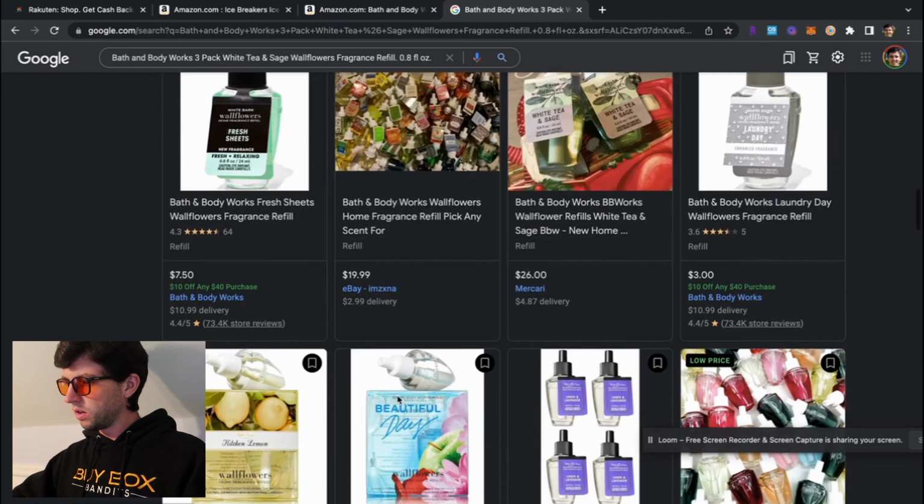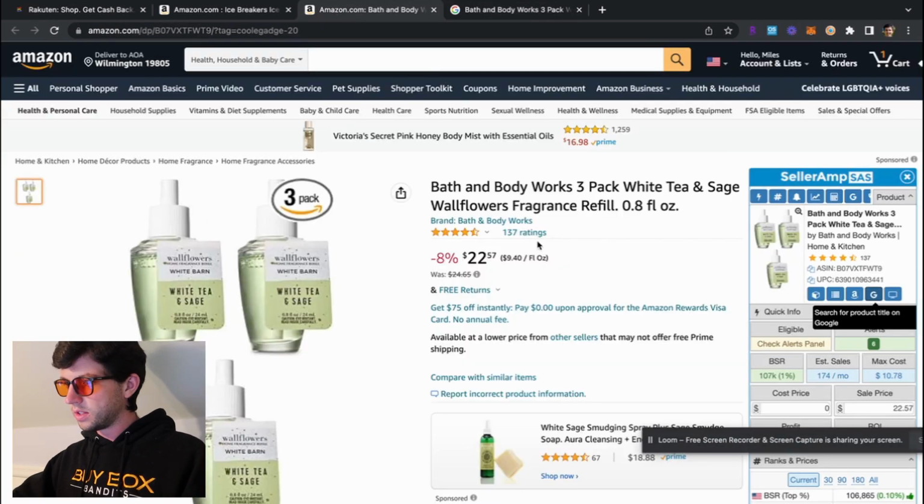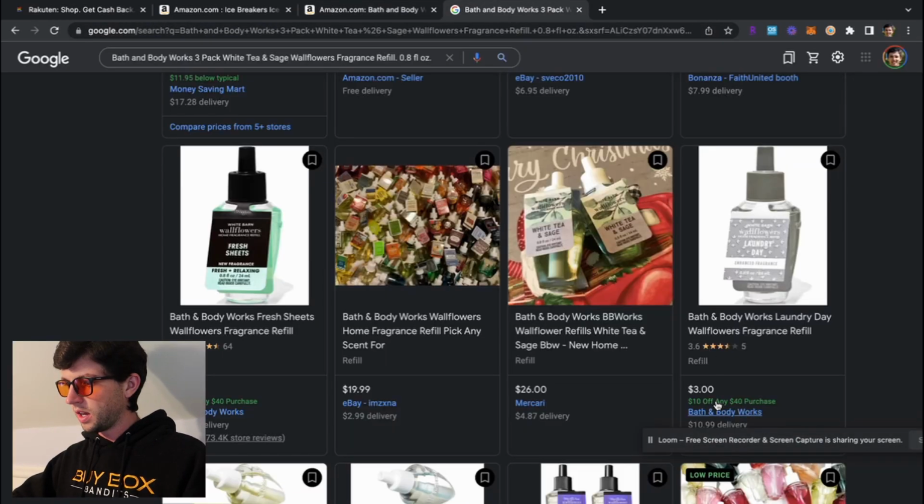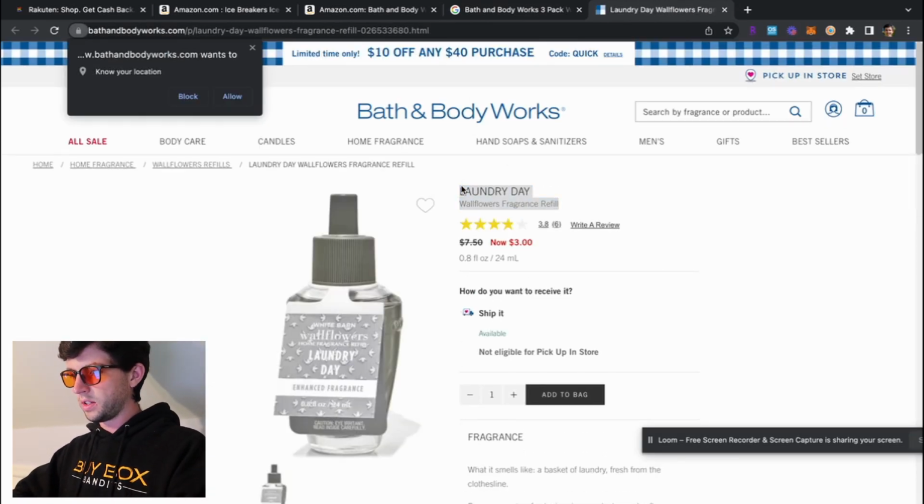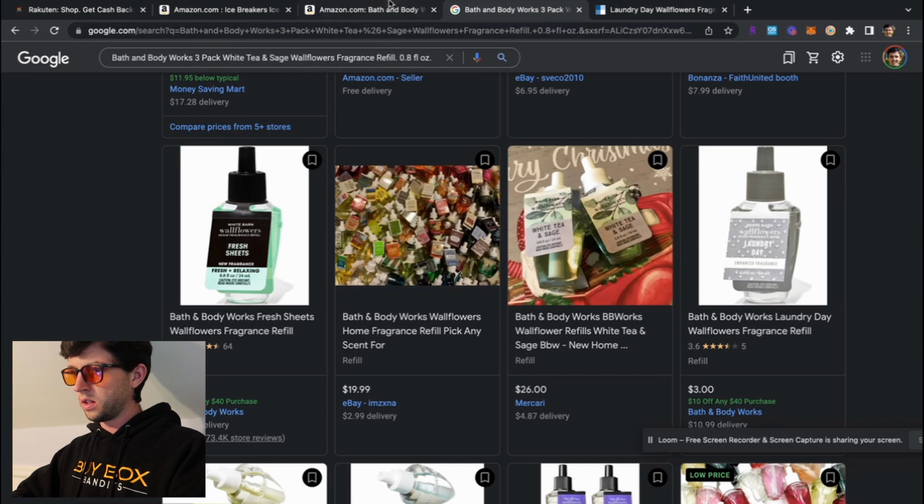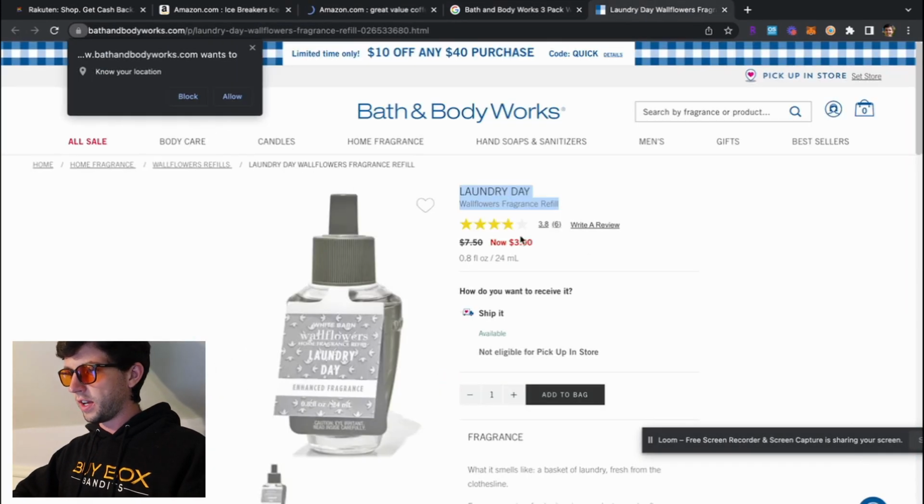3-pack, 23. Okay, here we go. Laundry dry. That's close. White tea sage. We'll plug these into Amazon and see what comes up. These are heavily on sale. Oops, not the great value coffee pods. We want these coffee.